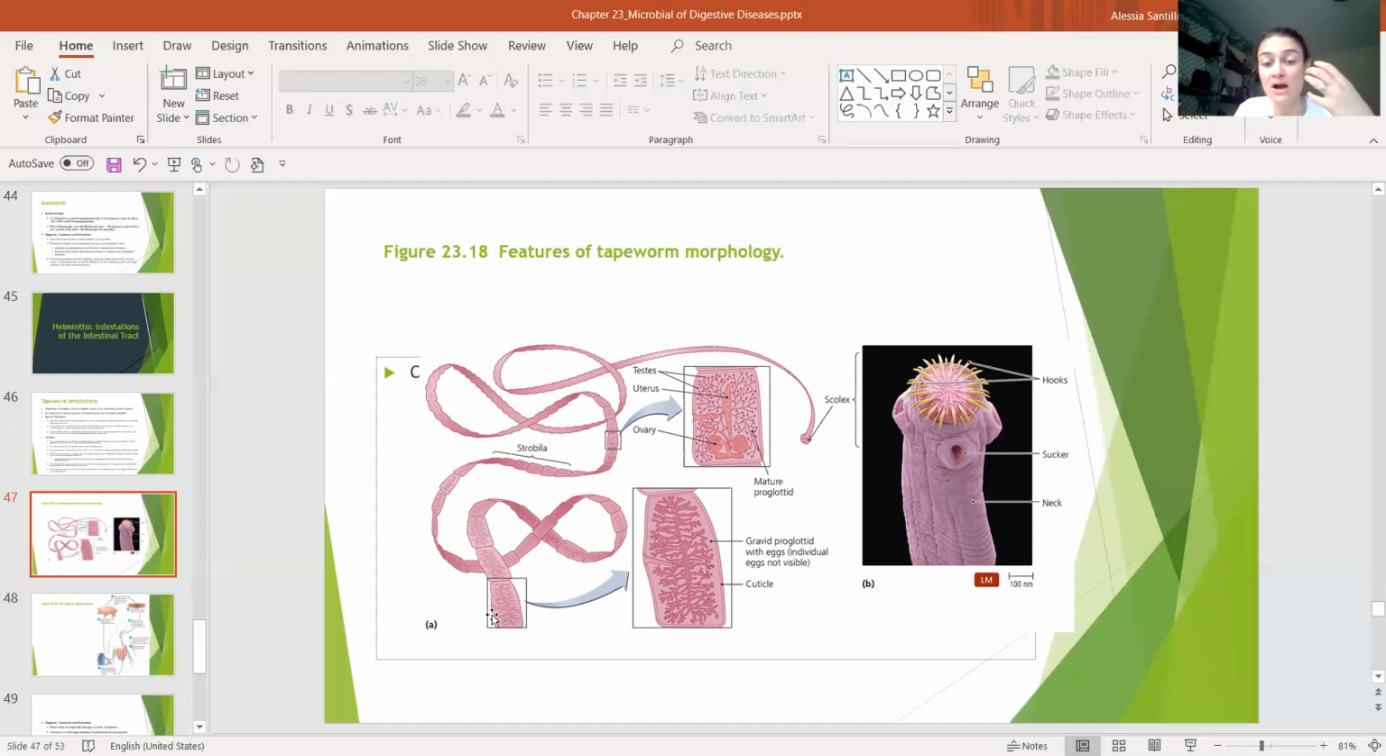And so a proglottid can mature into a gravid, and a gravid is basically a matured proglottid that has many, many eggs because it's mated. And you usually shed about 6 proglottids a day in your feces. It depends also on what kind of tapeworm.